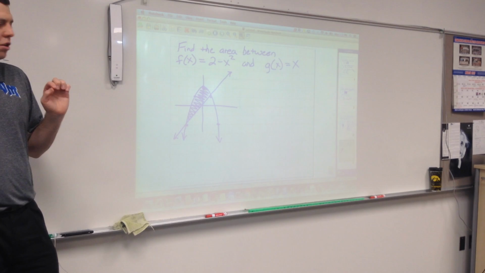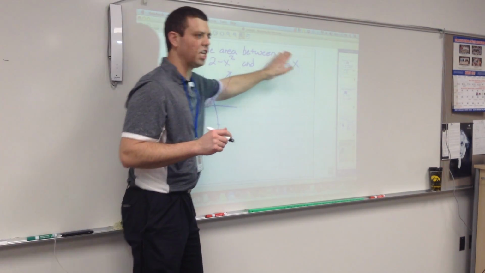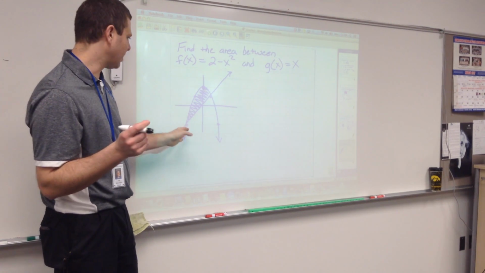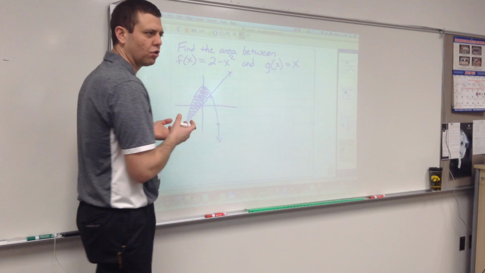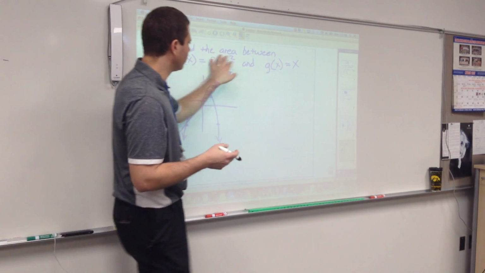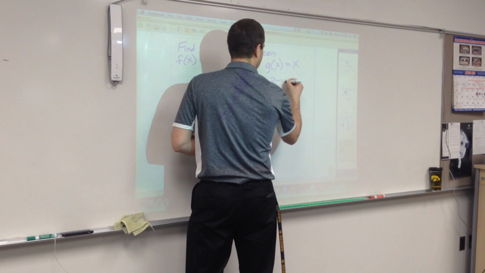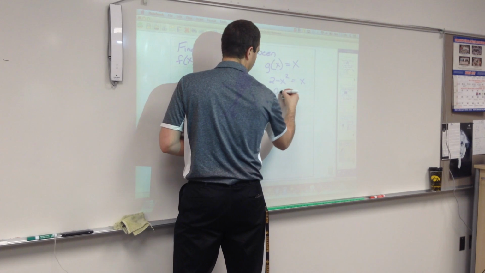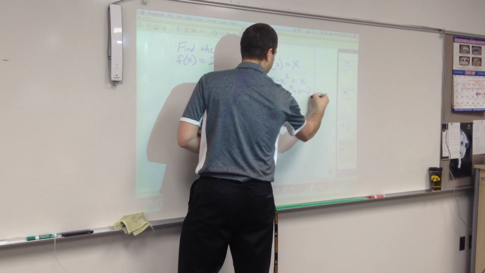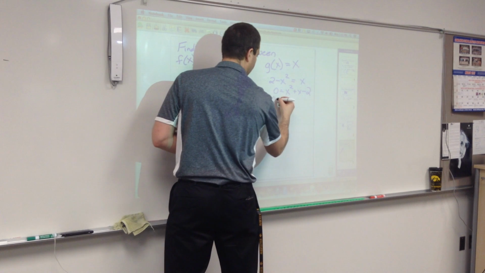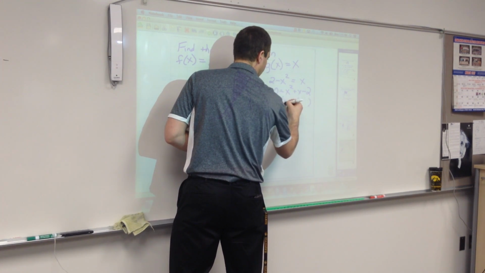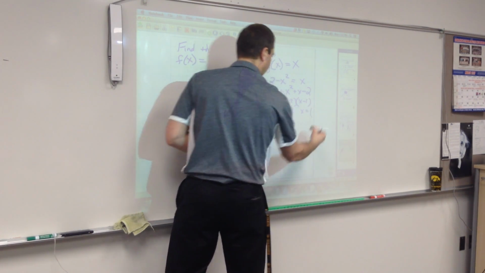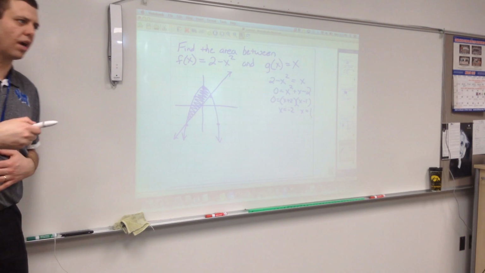Another way to do it is you could just set the two functions equal to one another and solve for x to see where they equal one another, so you won't even have to draw a picture. When does 2 minus x squared equal x? Well, 0 is equal to x squared plus x minus 2. I moved everything over to the right side. I would factor it: x plus 2, x minus 1. Or in other words, x equals negative 2 and x equals positive 1. Those would be the x values where those two graphs meet.